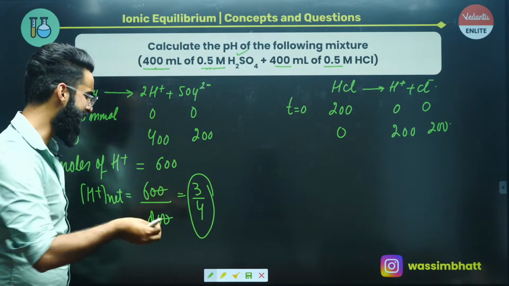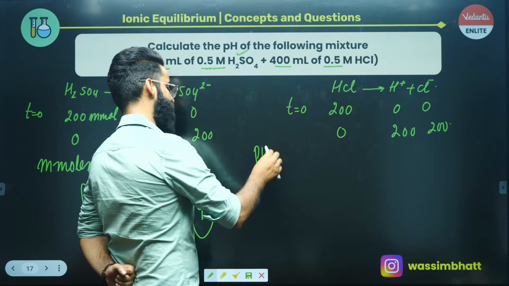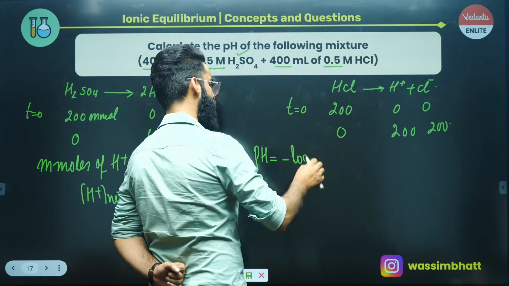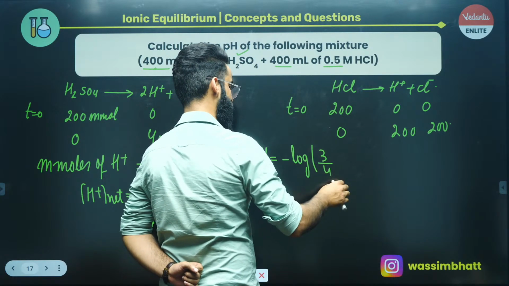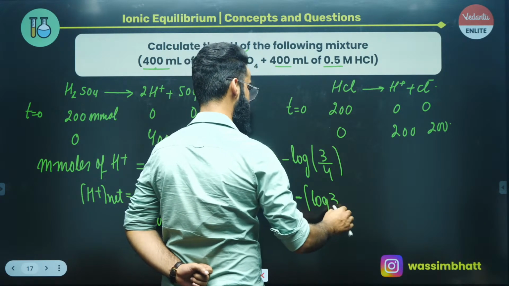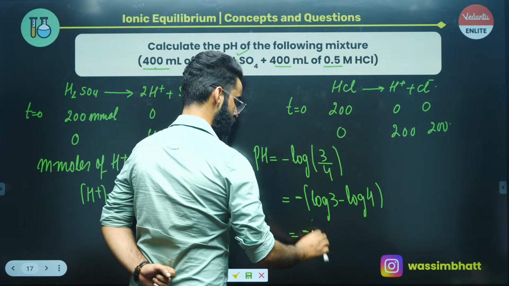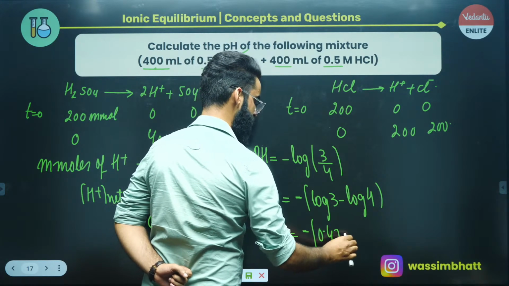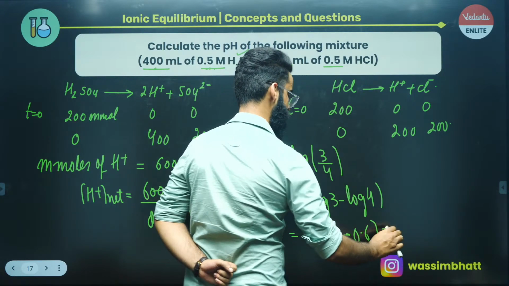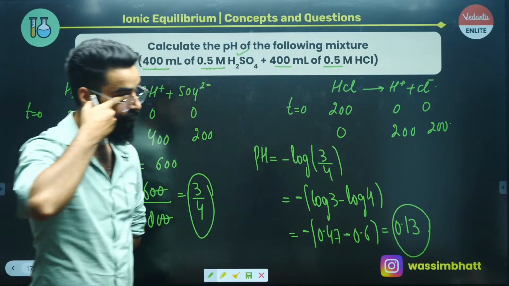Since you got the net H positive ion concentration in the container, you can clearly calculate the pH. And pH is going to be equal to minus log of H positive concentration, which is 3 by 4. So minus log of M by N, which is log of M minus log of N. That's all, right? So log of 3 is 0.47. Log of 4 is 0.6. When you solve this, the value comes out to be 0.13. So this is the resulting pH of the solution, which you were supposed to calculate.